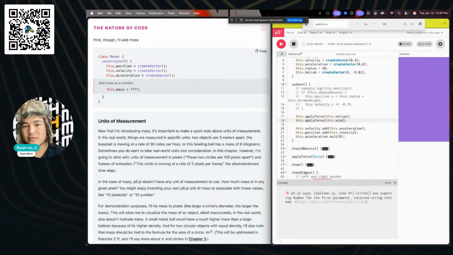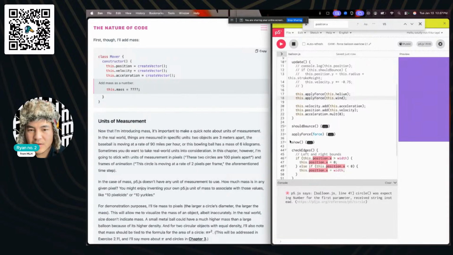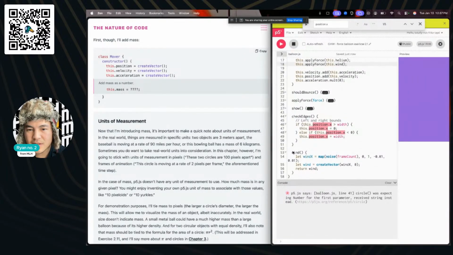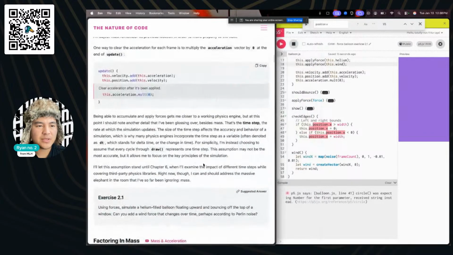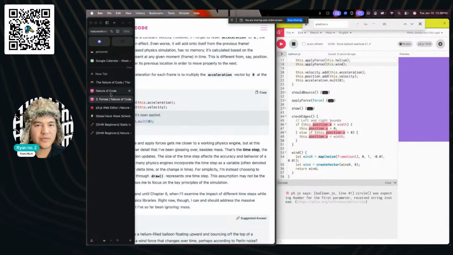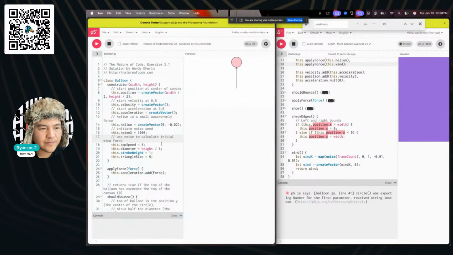Let's see if our wind works at all. Was expecting a number for the first parameter, but received a string instead, when we applied this.wind. Maybe I'm just really bad at figuring out how. Okay, let's start over again.